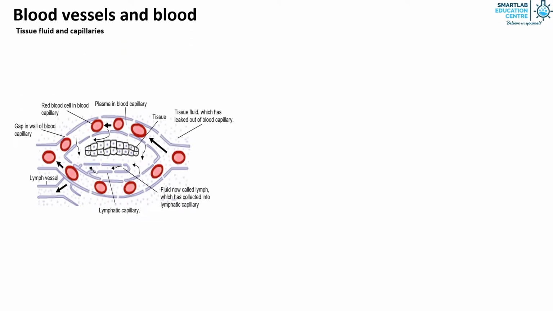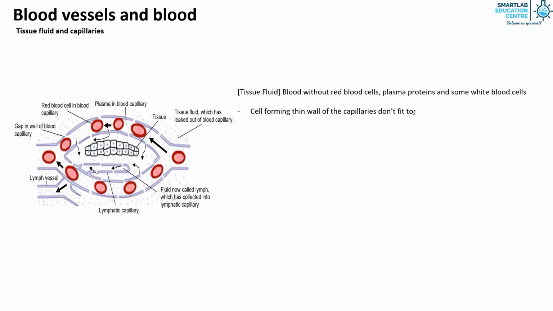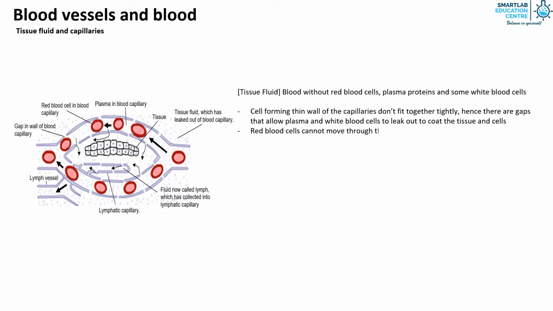Now, let's look at the tissue fluid and capillaries. Tissue fluid refers to blood without red blood cells, plasma proteins, and some white blood cells. The cells forming the thin wall of the capillaries don't fit together tightly, hence there are gaps that allow plasma and white blood cells to leak out to coat the tissue and cells. The red blood cells cannot move through the gaps since they cannot alter their shape to slip through, and large plasma proteins cannot pass through the gaps.